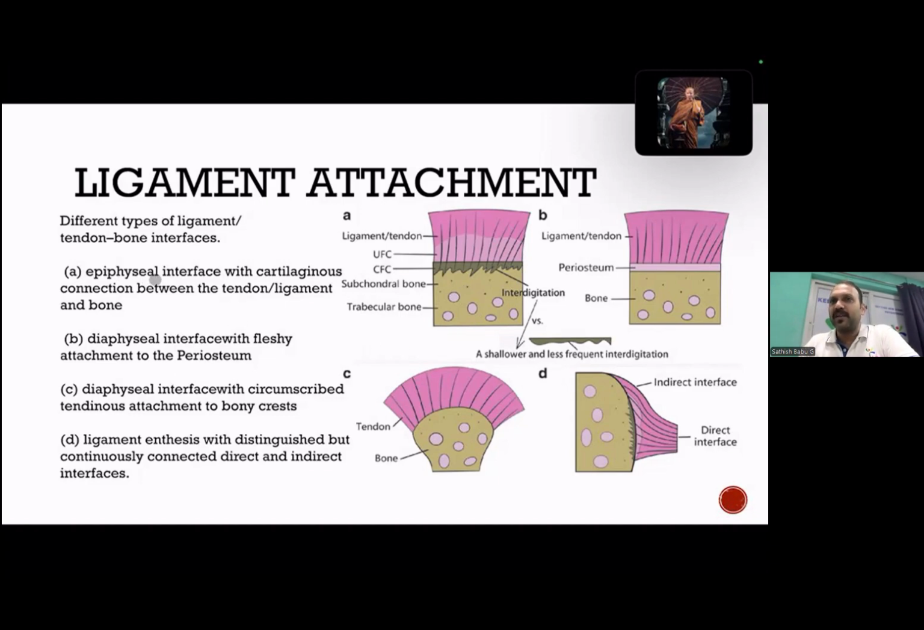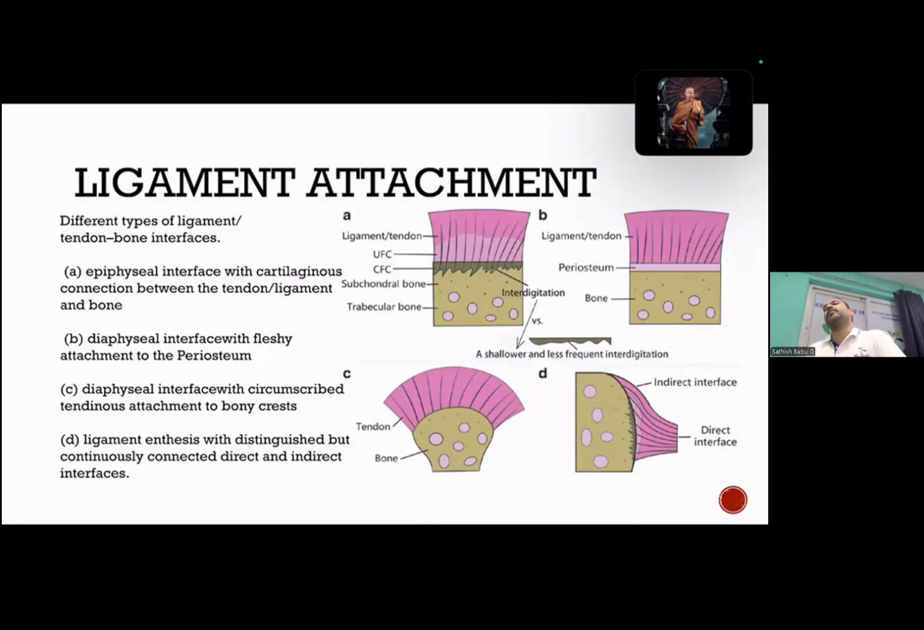So the epiphyseal interface, the first one, is the epiphyseal interface with a cartilaginous bone connection. So the tendon or the ligament is connected to the cartilage a little bit. There is a small layer of cartilage, and the cartilage in turn connects to the bone.